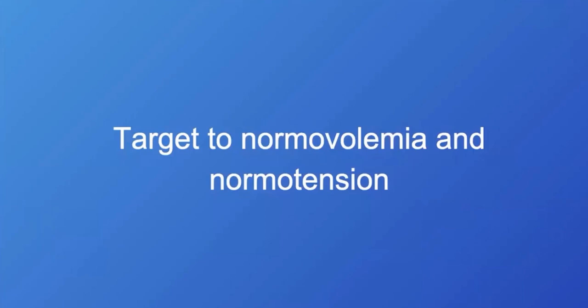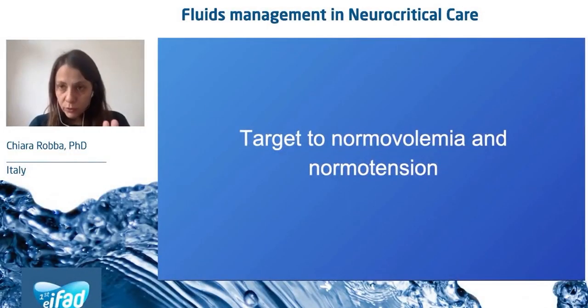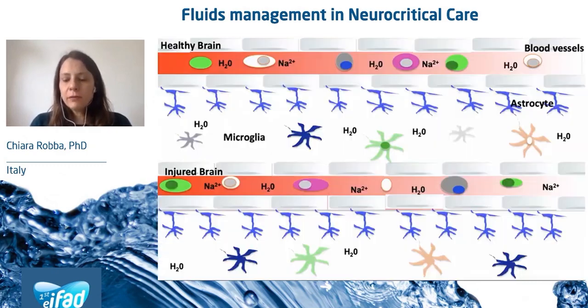So the first message is we have to target normovolemia and avoid hypotension, target normotension initially, and then there are some specific cases, like in case of vasospasm, when we have to target hypertension. Second point, we have to control the brain volume. I know that there will be a specific presentation regarding this, so I will go very quickly.